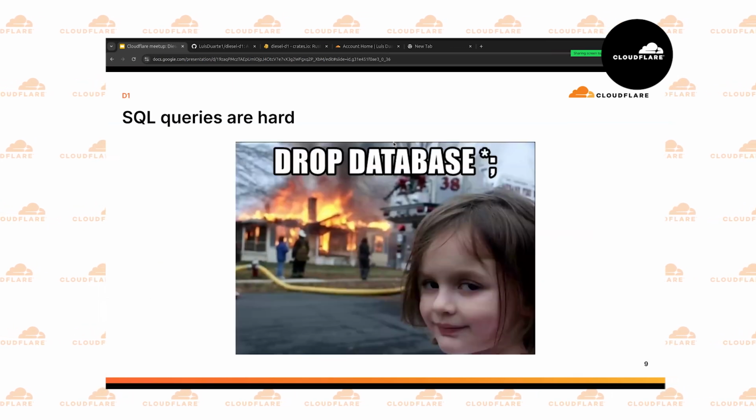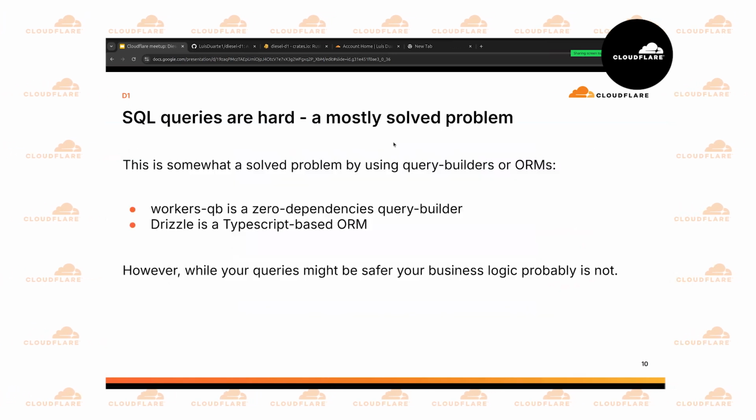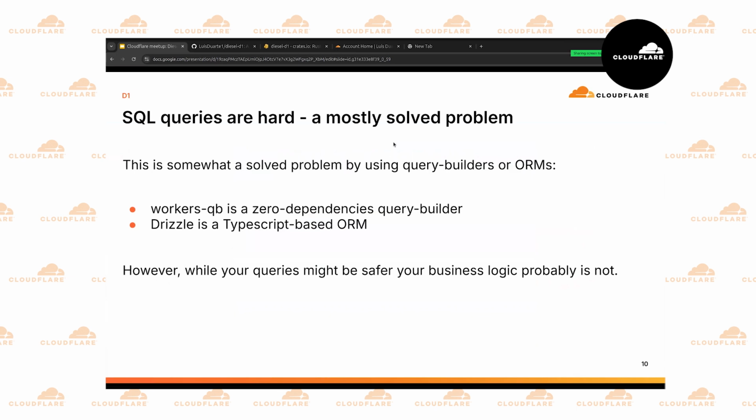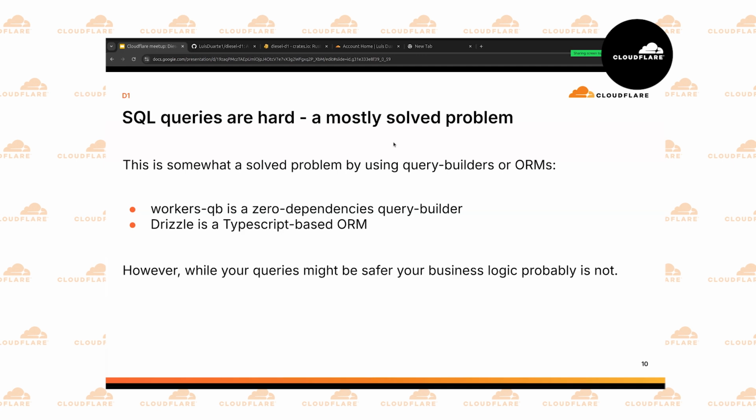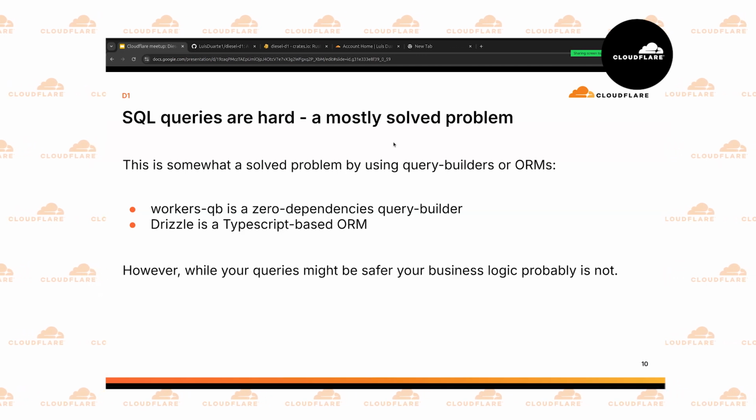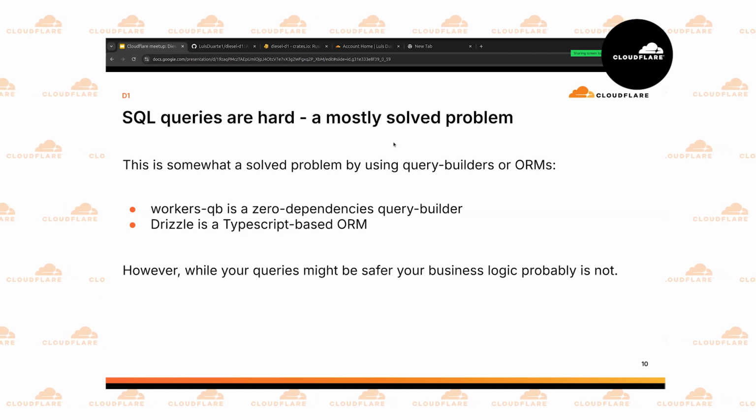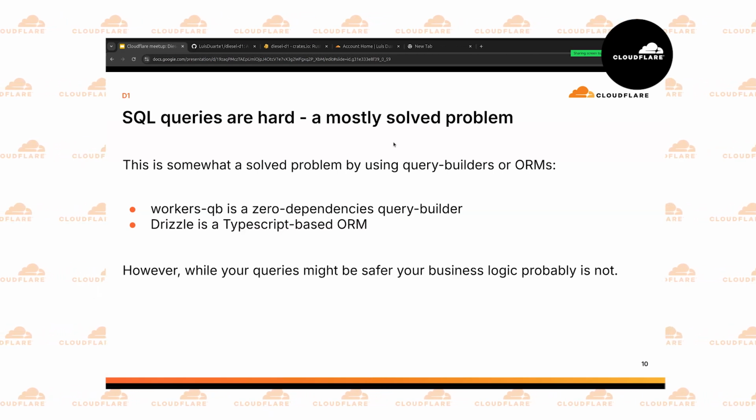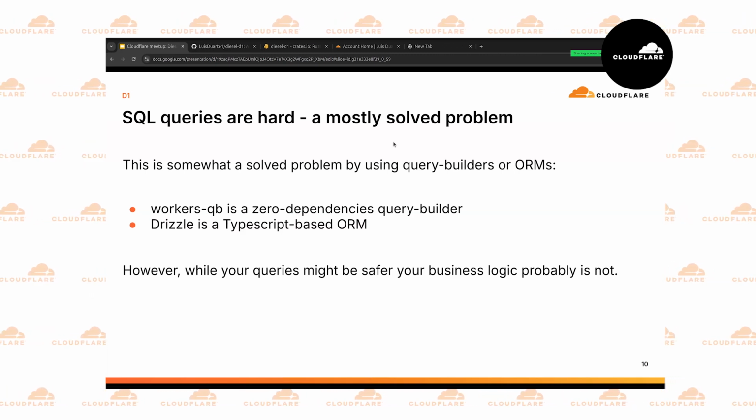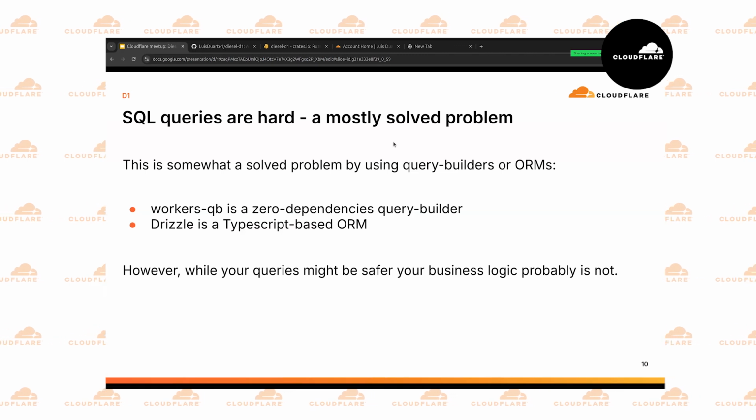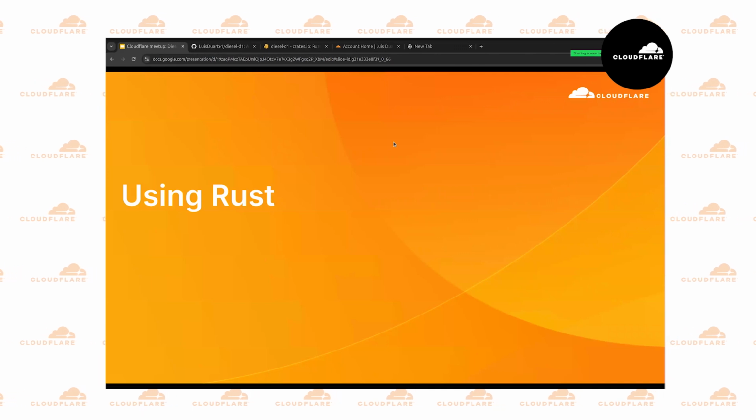And some stuff like this can happen. We all did it before, hopefully not in production though. But it's a mostly solved problem, right? Even in JavaScript, there's workers-qb, which is a zero dependencies query builder that Gabriel, who is back there, built. There's also Drizzle, which is a TypeScript-based ORM that tries to do some relational mapping and do most of the work for you. But your queries might be safer, but your business logic might not. And I think that's where Rust can enter.